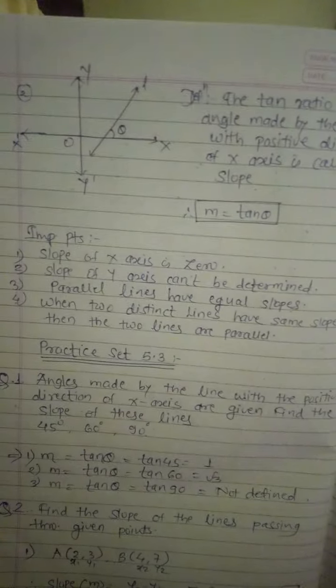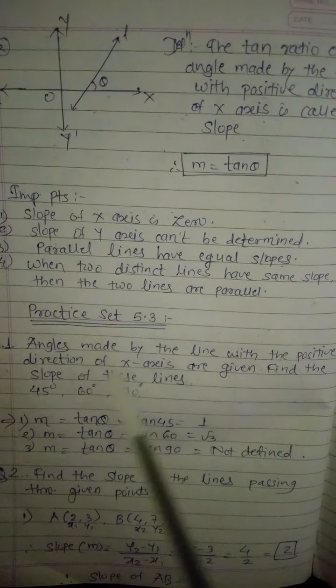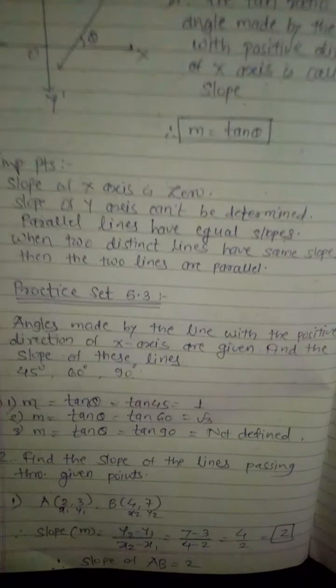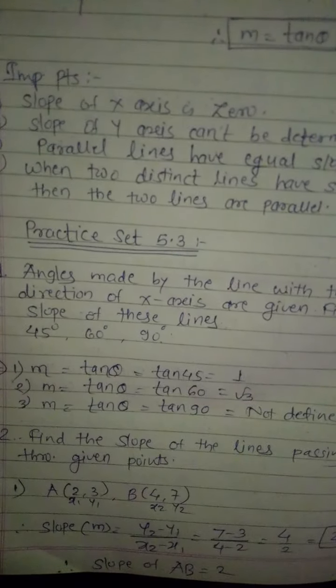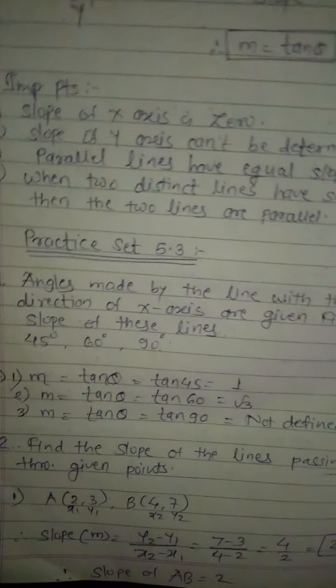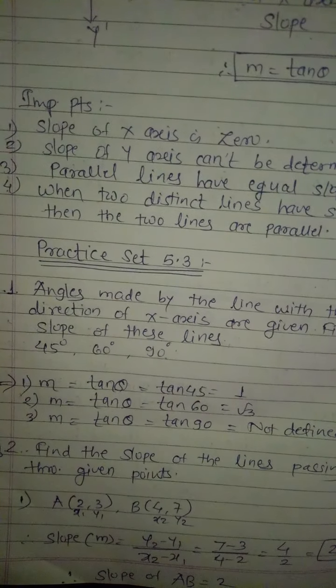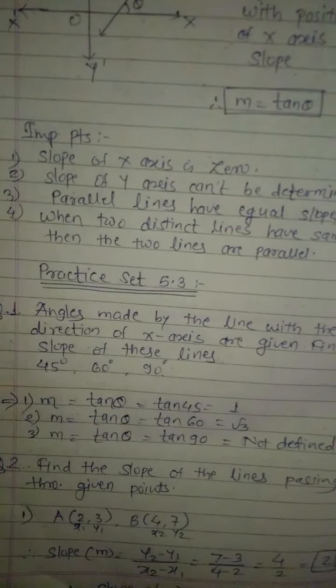Now we start with practice set 5.3. Question number 1: angles made by lines with the positive direction of the x-axis are given, and we have to find the slope of these lines. So here in this concept we learn two formulas for finding the slope. The first one is y2 minus y1 upon x2 minus x1, and if we are given the angle, then we have to use the formula m is equal to tan theta.